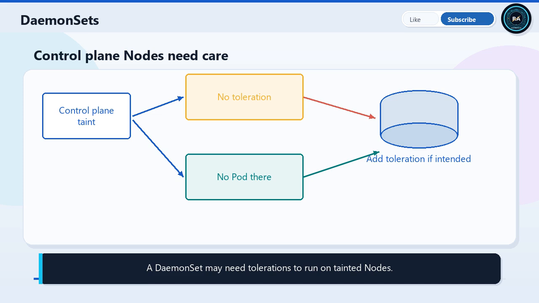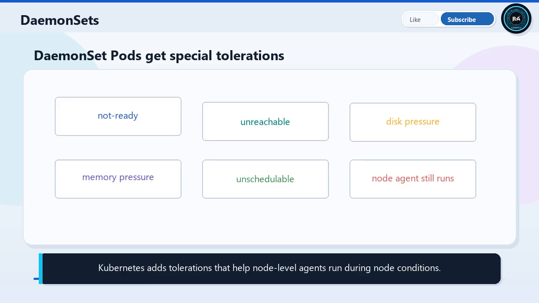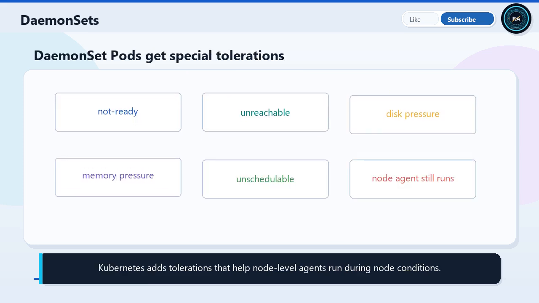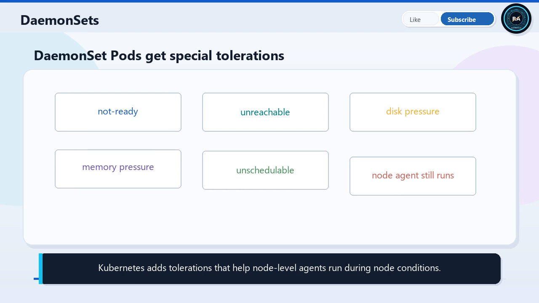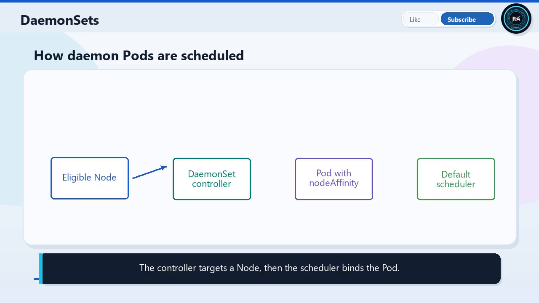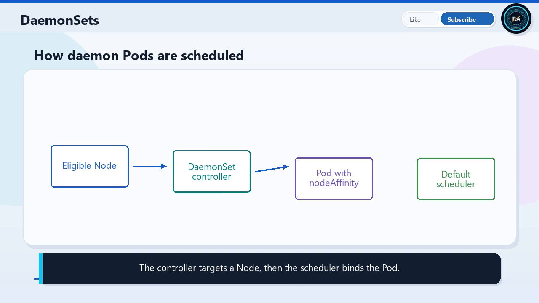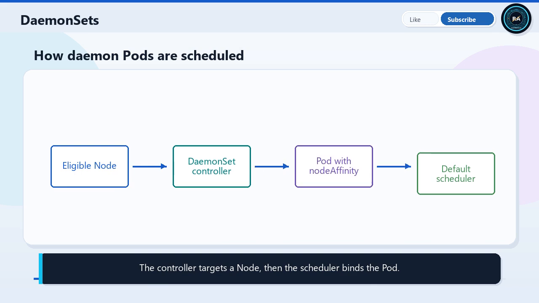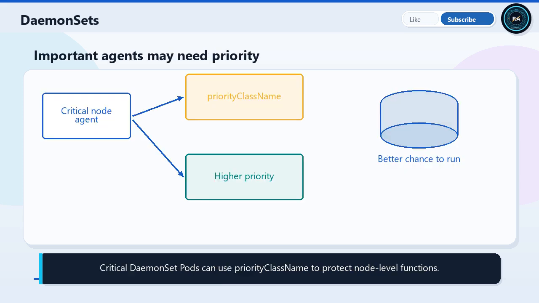That is often intentional. Kubernetes automatically adds several tolerations to DaemonSet pods, including not ready, unreachable, pressure conditions, and unschedulable. That is why critical node agents can run early or stay during node trouble. The DaemonSet controller creates a pod for each eligible node and gives it node affinity for that target host. Then, the default scheduler typically binds the pod to that node. For important node-level functions, the docs note that a DaemonSet pod can use a higher priority class. That helps critical agents get scheduled when node resources are tight.